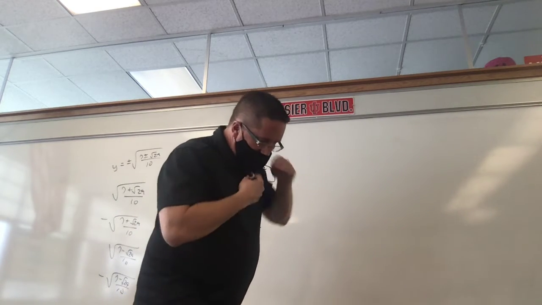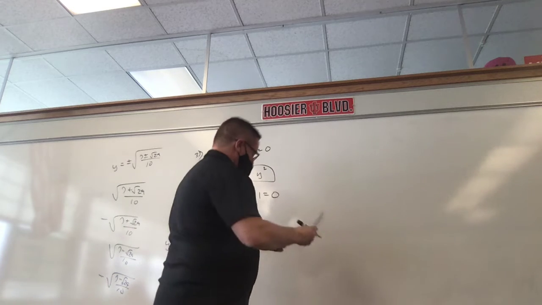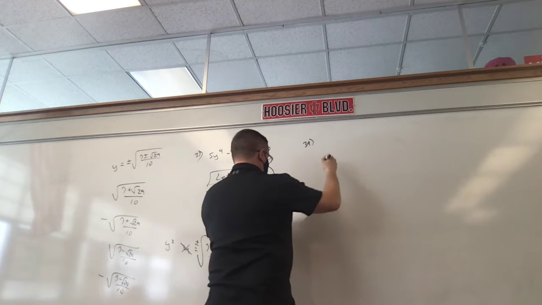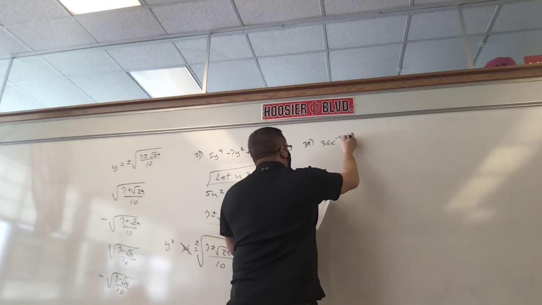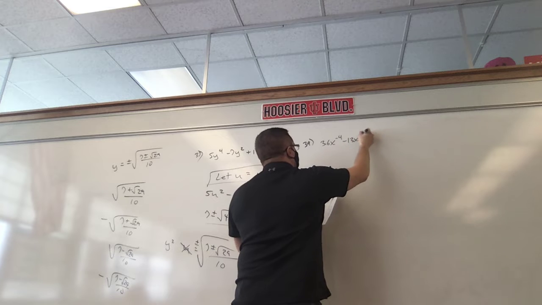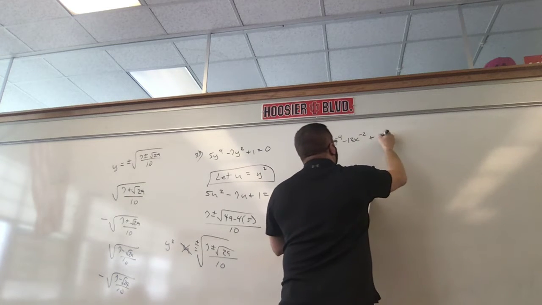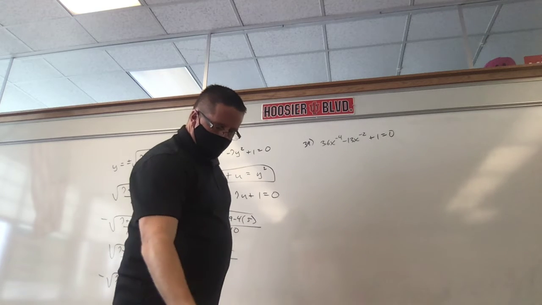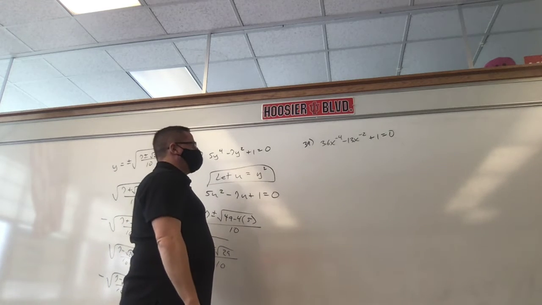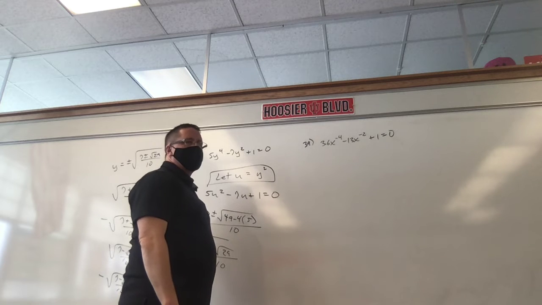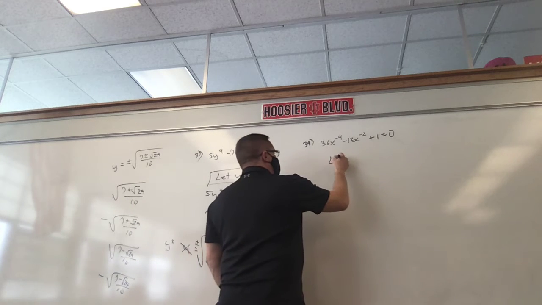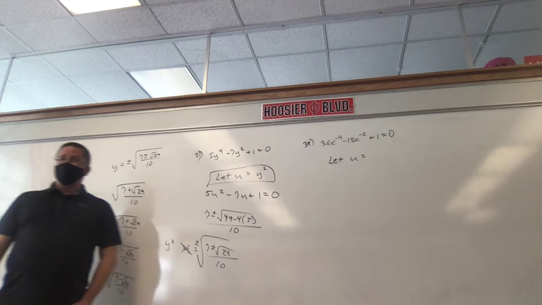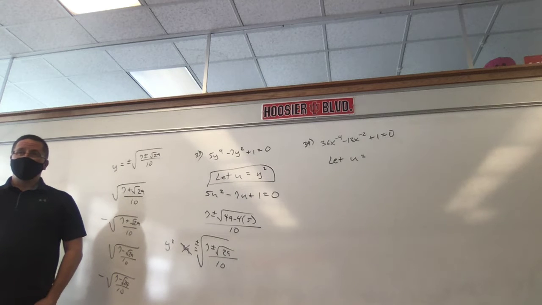Okay, number 39. So we have 36 x to the negative 4th minus 13 x to the negative 2nd plus 1 equals 0. All right, so we're going to try to factor this thing, but we're going to do a substitution here. Let u equal, any idea what we're going to let u equal? x to the negative what? 2. Good.